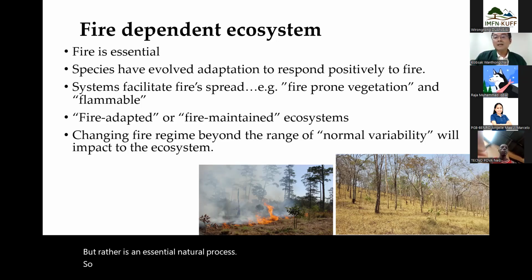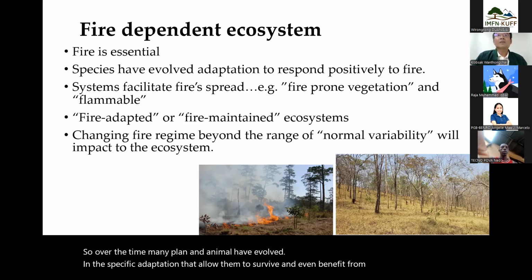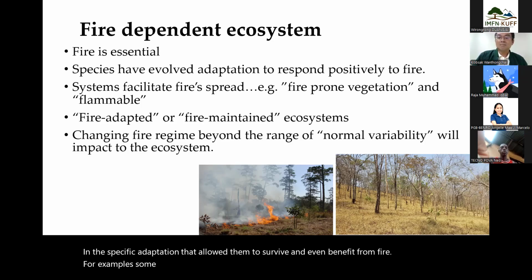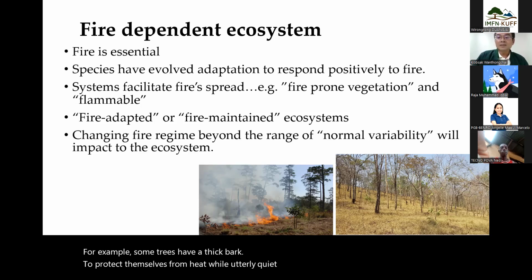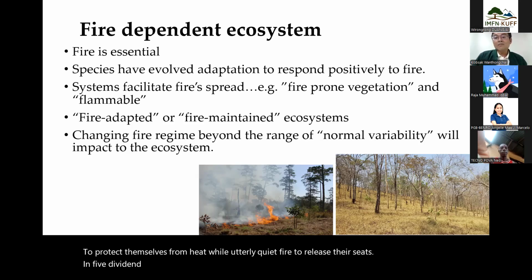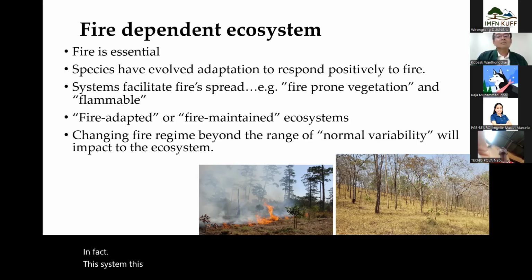Over time, many plants and animals have evolved specific adaptations that allow them to survive and even benefit from fire. For example, some trees have a thick bark to protect themselves from heat, while others require fire to release their seeds. In fire-dependent landscapes, the vegetation often contributes to the fire spread. So these are what we call fire-prone or flammable systems. This may sound negative, right? But in fact, these systems are adapted to burn at specific intervals, intensities, and seasons.